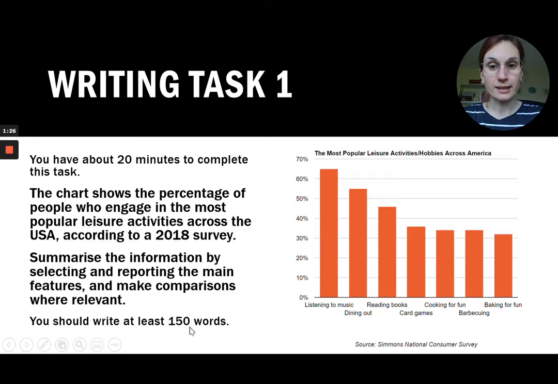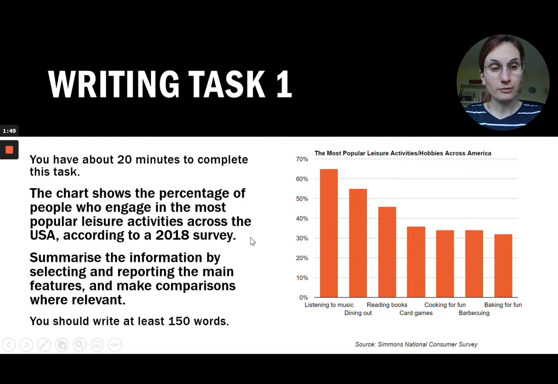And you should write at least 150 words. So it's a short text. It's not as large as the writing task 2, which is 250 words. So this one is only 150. 2, maximum 3 paragraphs is enough. And this is the one that we have here.